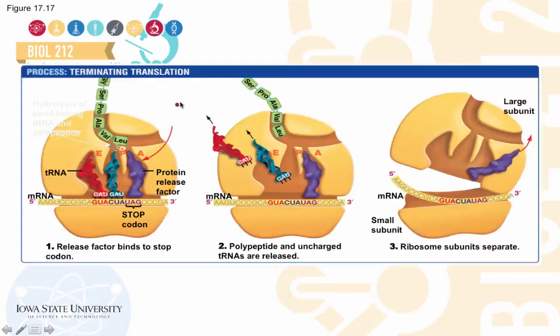As we can see in this image, when a stop codon reaches the A site, a protein called the release factor, which is shaped just like a tRNA, enters the A site. There still exists a bond between the tRNA occupying the P site and the polypeptide chain. This bond is hydrolyzed by the release factor, after which the now uncharged tRNA molecules are released from the ribosome. The polypeptide chain is also released from the ribosome, and the ribosome itself disassembles. The two subunits separate and the mRNA molecule is also released.